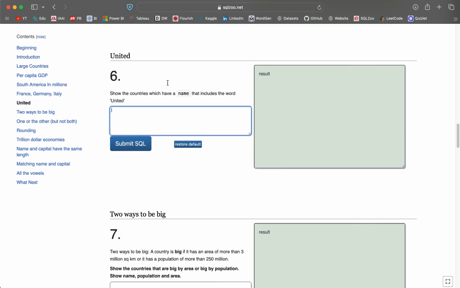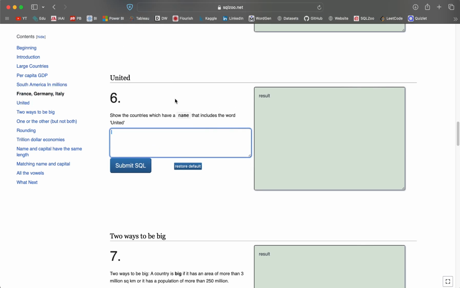Okay. Show the countries which have a name that includes the word United. Now, if you remember from the previous lesson, you'll know exactly what we need to do here. Select name, because we're requesting the name of countries, from world where name like quotes, parentheses, united. Now let me break this down and explain what's going on. It's asking us if the word includes united.